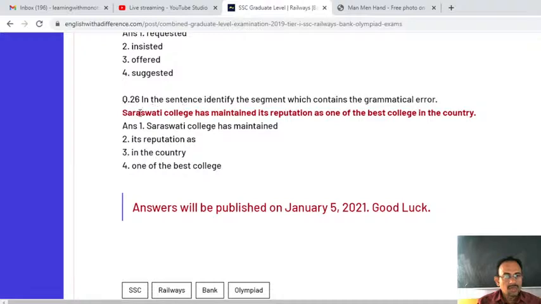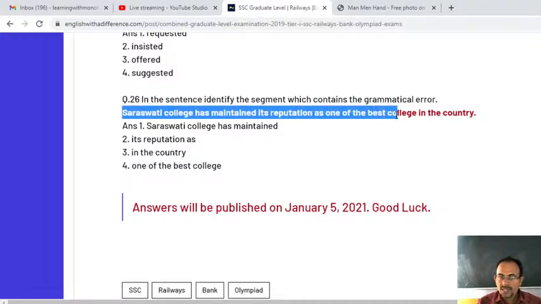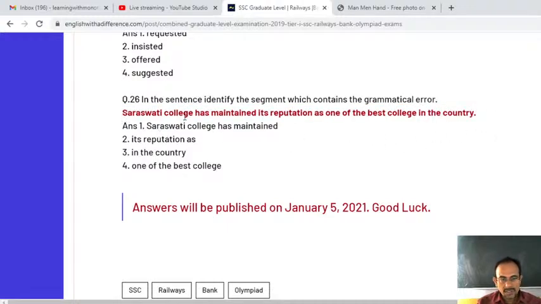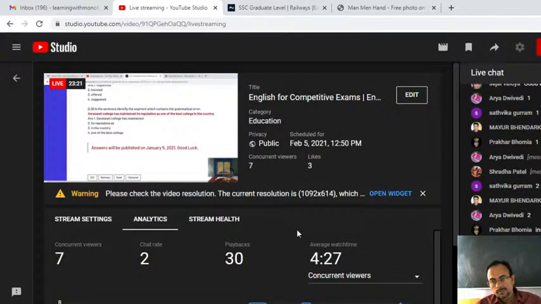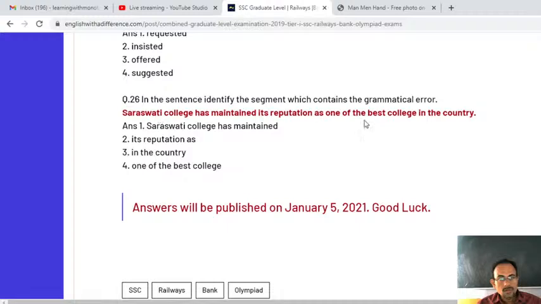Next, you see the last one. Saraswati College has maintained its reputation as one of the best college in the country. Which one is the correct option? Saraswati College has maintained, or its reputation as, in the country, one of the best college. Which one do you think is the wrong segment here? Let me see whether you are able to do it on your own. Sadvika said it is 2. No, one of the best college is wrong. It should be one of the best colleges.